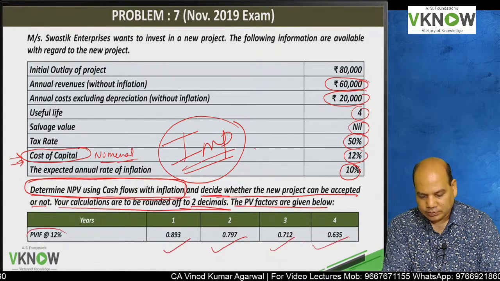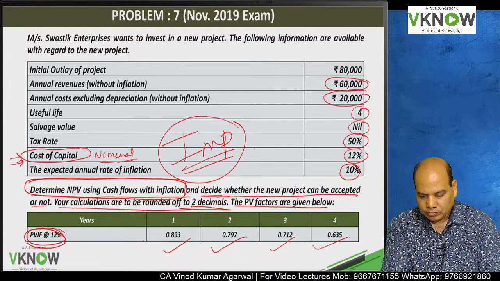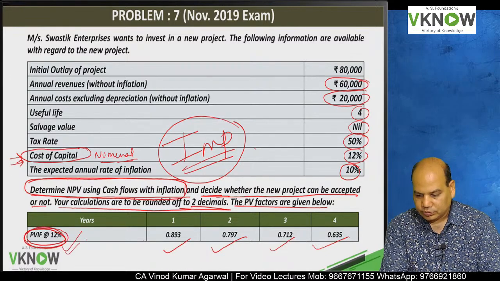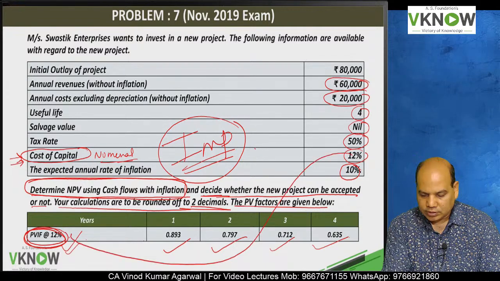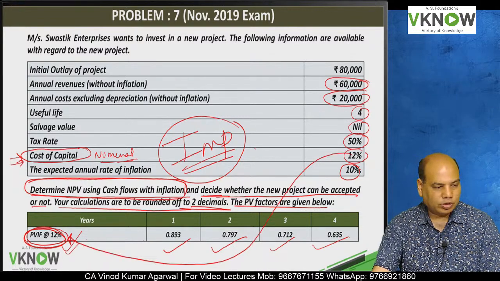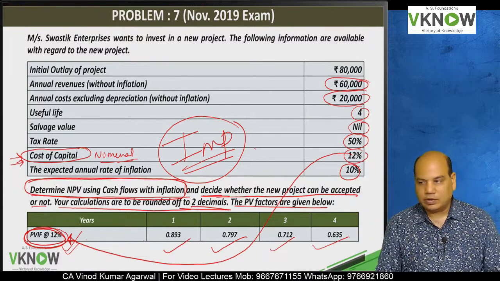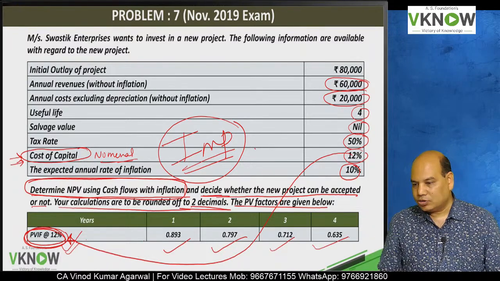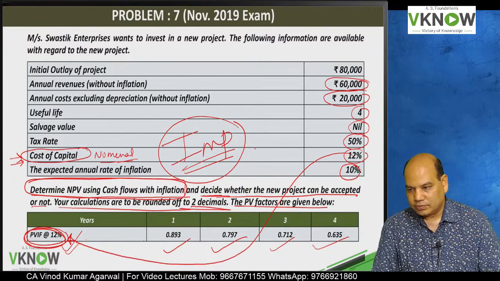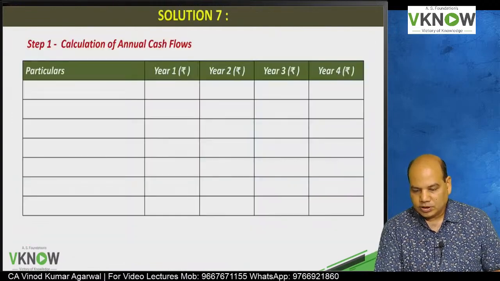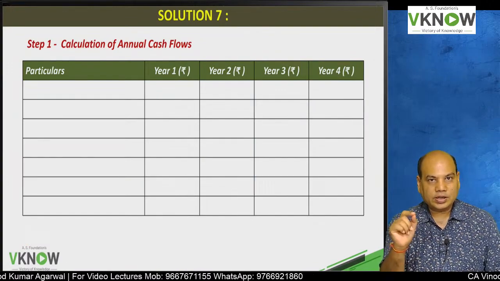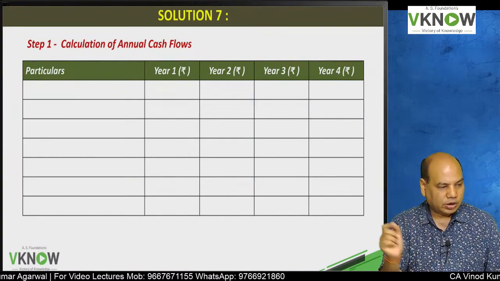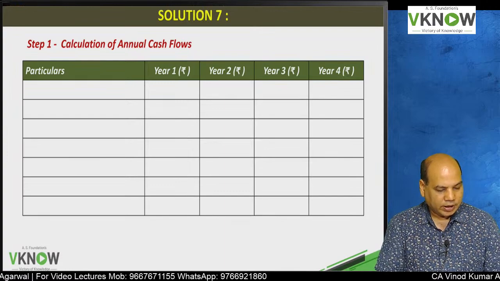This is one more hint. When the PV factor is given at 12%, which means they are trying to give you a hint that this cost of capital is nominal, but they should have clarified it. Our student can be in trouble in the exam because of this. So please write the answer in the notebook. When you write, you will learn more.